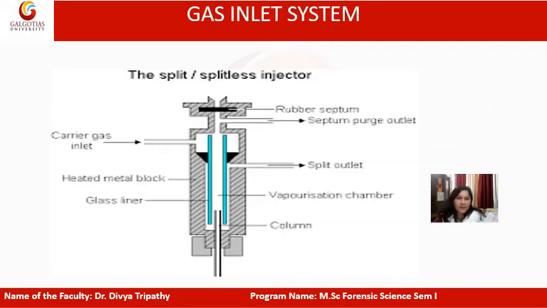This is a diagram of the sample injection system. This sample injection chamber is joined with a column. I told you that this is mounted with a self-sealing rubber septum. What does self-sealing rubber septum mean? It means when we remove the microsyringe from this septum, it will automatically be closed. Here you can see this is the carrier gas inlet, this is the vaporization chamber and this is a glass liner.